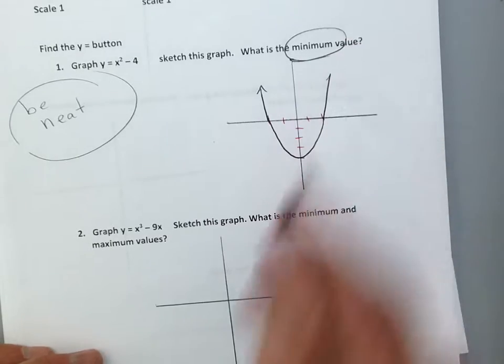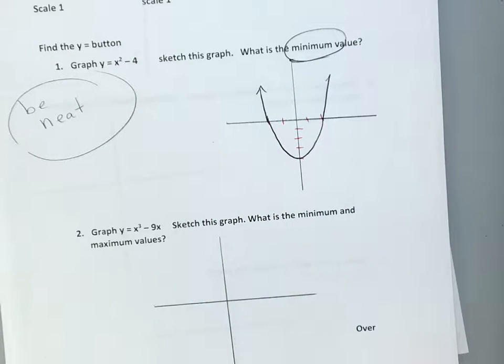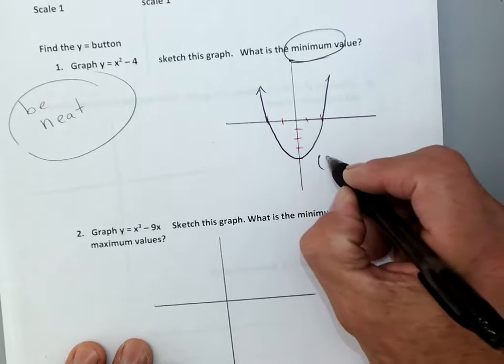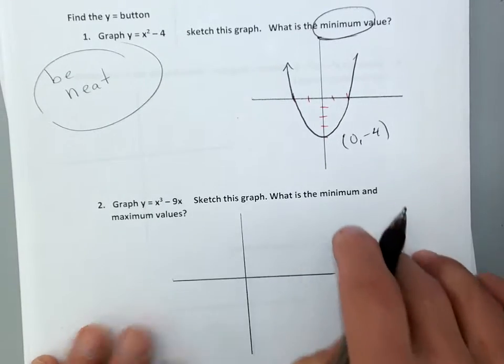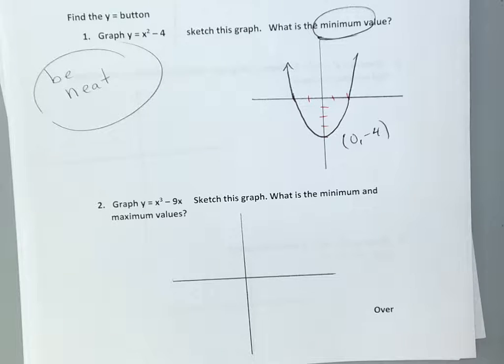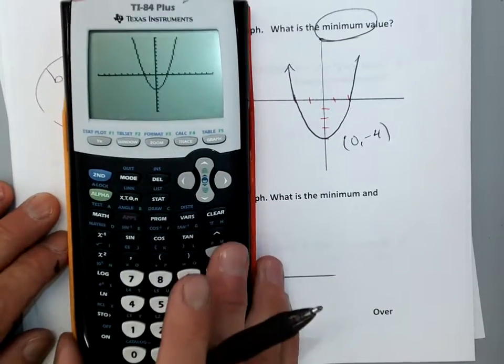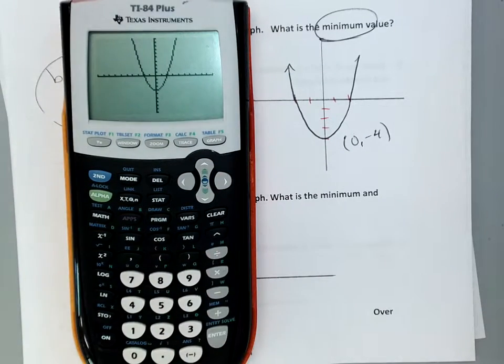So the minimum. We already know the vertex is at 0, -4, right? Sometimes it's hard to figure out what the minimum is. The calculator can find the minimum for you. So watch. Everybody watching? You guys agree? This is the minimum. This is it right here. See this blue button right here? Everybody look. See this little blue button here?